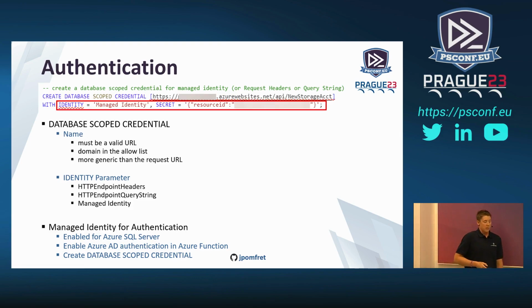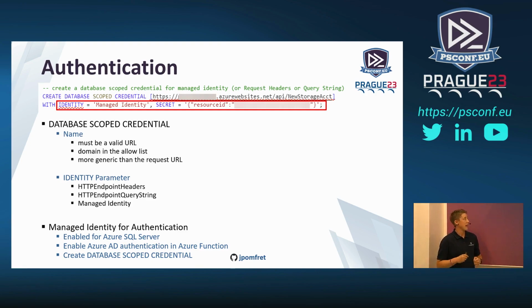The second important part of this database scoped credential is the identity piece. And there are three ways that you can use this to handle different kinds of identity. I think we'll look at 2 or 3 of those today at least. The final one is managed identity, and you can see I've got that in my example. Managed identity for Azure is super cool. If you haven't played with that already, definitely look that up.